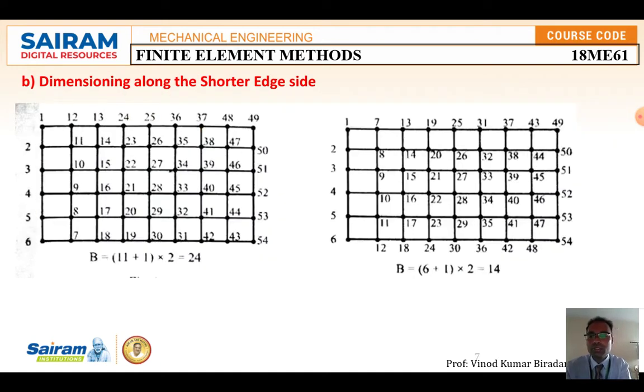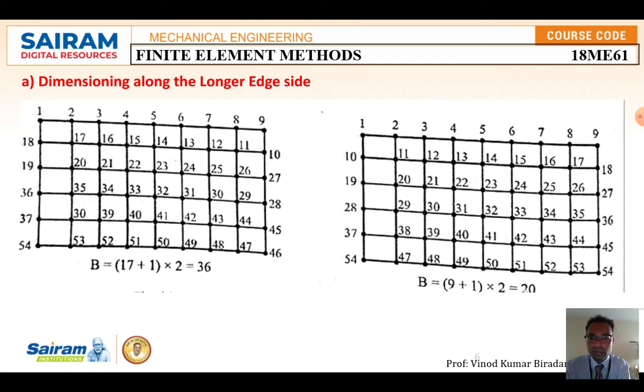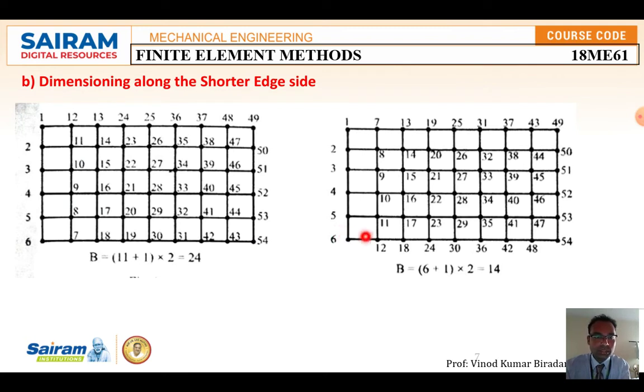Okay, similarly for the shorter edge. Again, this is the longer edge, this is the shorter edge. Again go on giving node numbering 1 2 3 4 5 6 7 8 9 where the joint will be, for the shorter edge side. Again the formula is B is equal to d plus 1 into f. Again it is a 2D problem, so f is equal to 2, and d is equal to 11. Look here, the shorter edge is this minus this, so 5 plus 6 is 11.